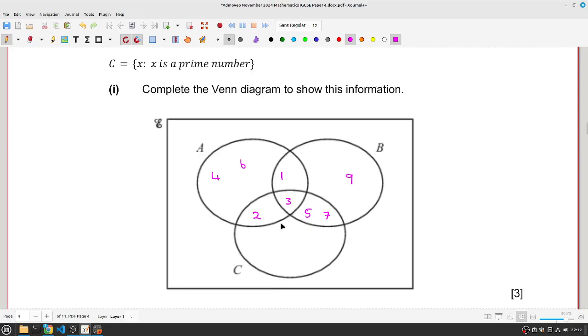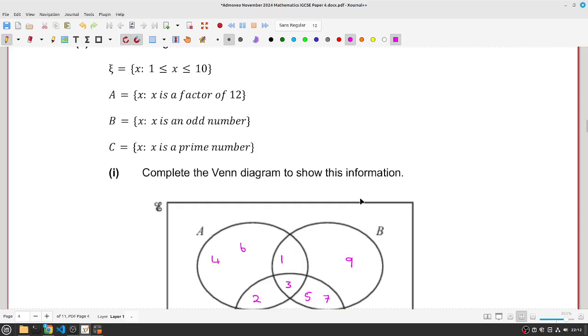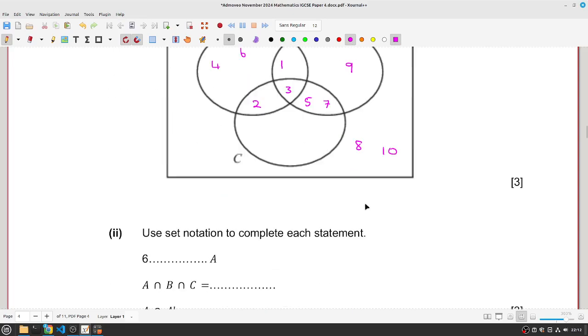This is empty. Now, which other numbers can we put outside that we haven't used yet? So 1, 2, 3, 4, 5, 6, 7, 8 we haven't used. And also 10 we haven't used. So those go on the outside here. Okay. So that is completed.